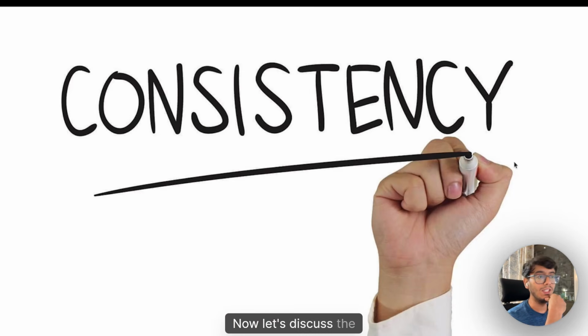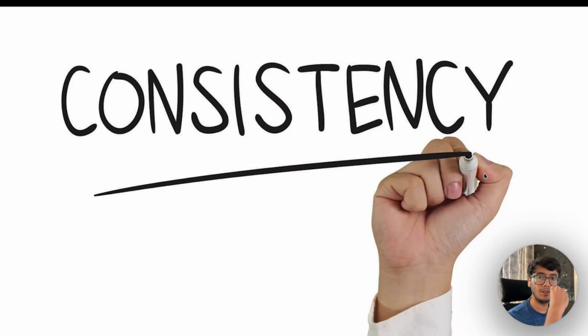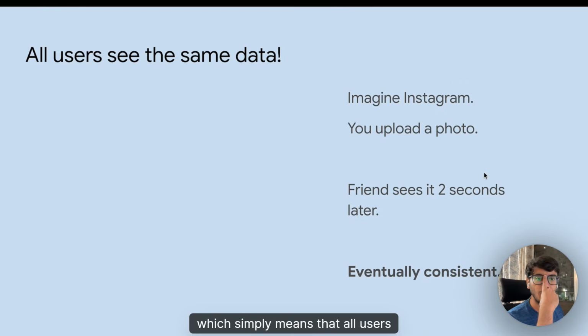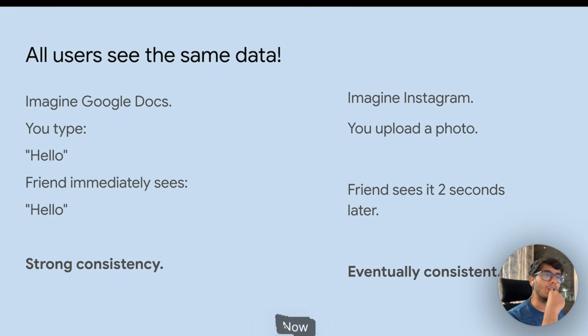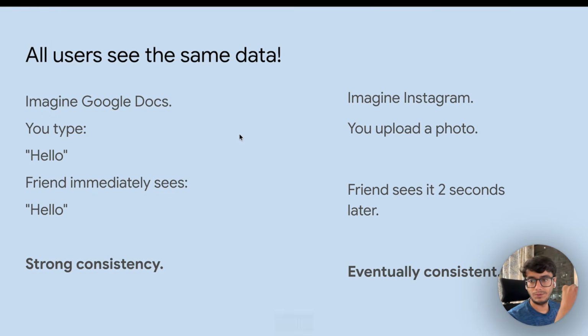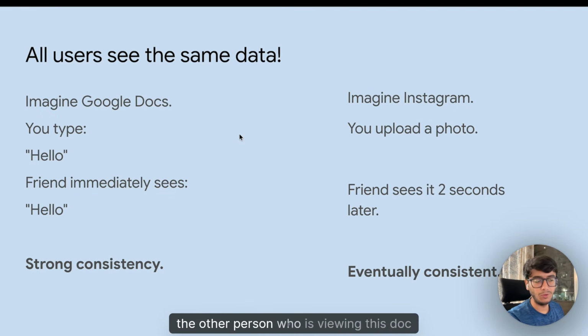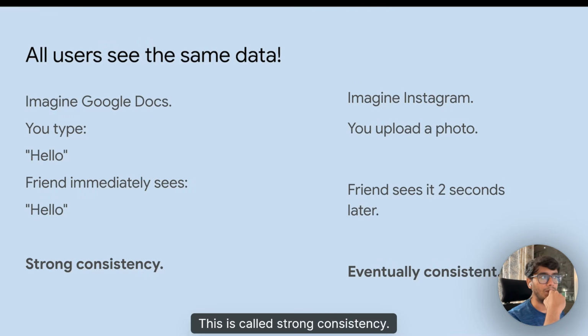Now let's discuss the third topic, which is consistency. Another very, very important concept, which simply means that all users see the same data. Now, imagine you have a Google Doc. You type hello, and the other person who is viewing this doc immediately sees hello. This is called strong consistency.